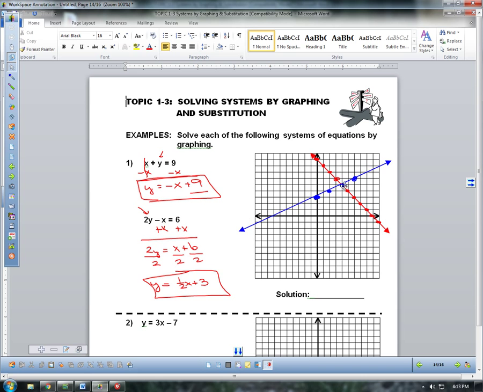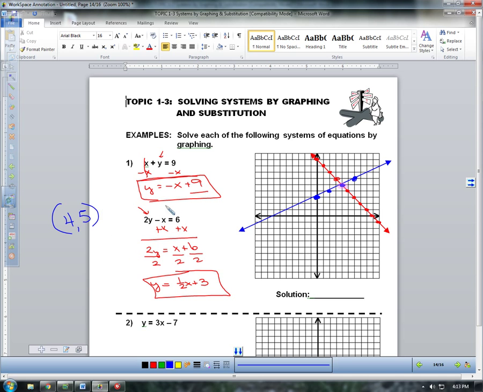Okay, where did these two things cross? Well, they crossed right here at that point. So that point is 1, 2, 3, 4. So 4. 1, 2, 3, 4, 5. So the solution to that is 4, 5.